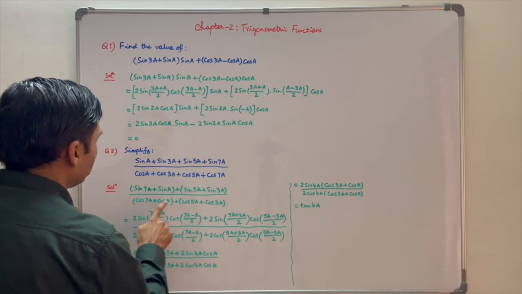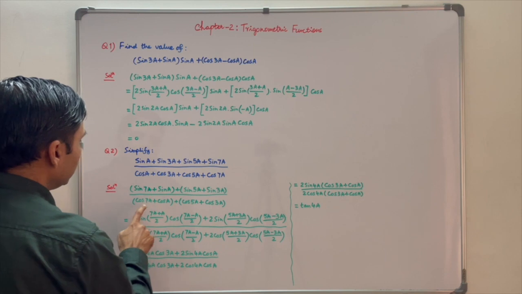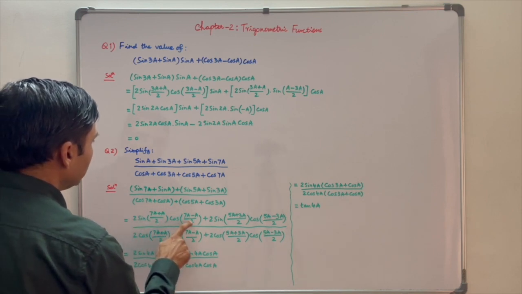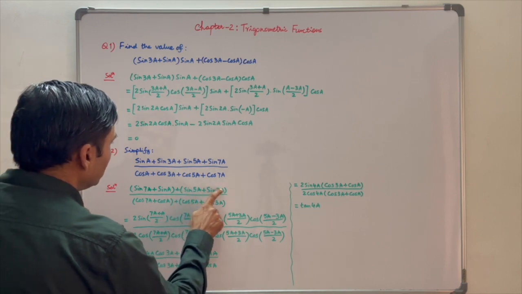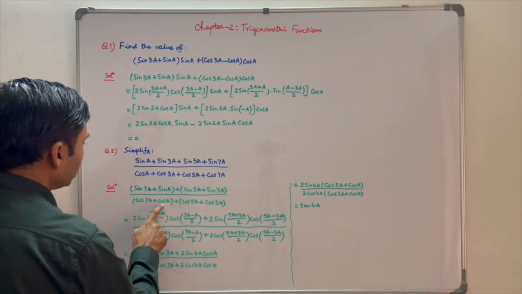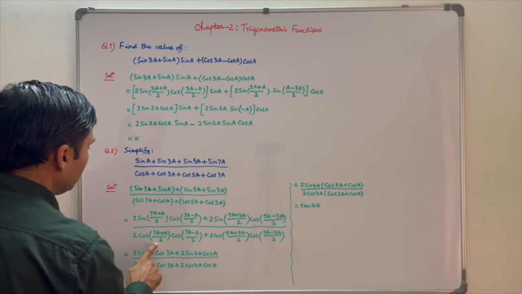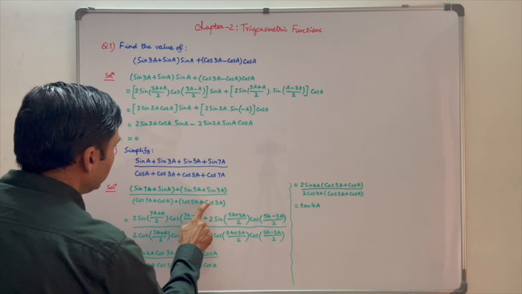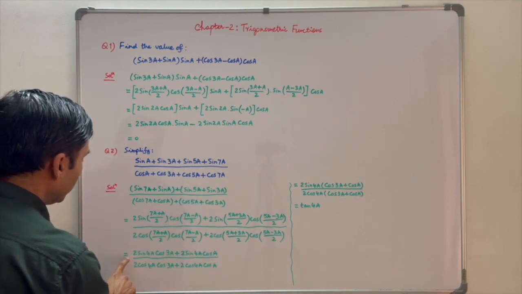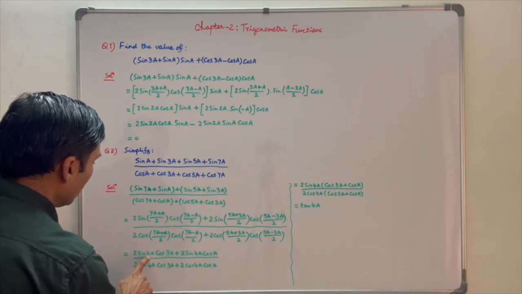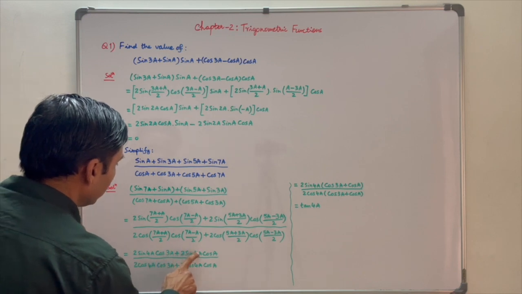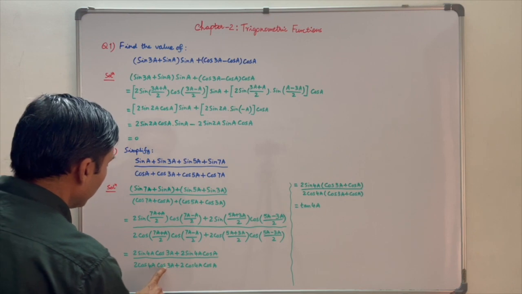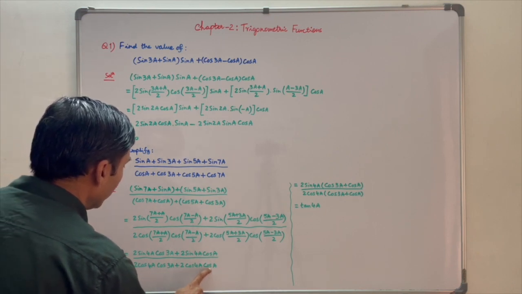Now we can expand. Sin c plus sin d is equal to 2 sin (c plus d) by 2 into cos (c minus d) by 2. Same formula will be used here. Cos c plus cos d is equal to 2 cos (c plus d) by 2 into cos (c minus d) by 2. Same formula will be used here. So in numerator, it will come as 2 sin 4a cos 3a plus 2 sin 4a cos a, upon, in denominator, 2 cos 4a cos 3a plus 2 cos 4a cos a.